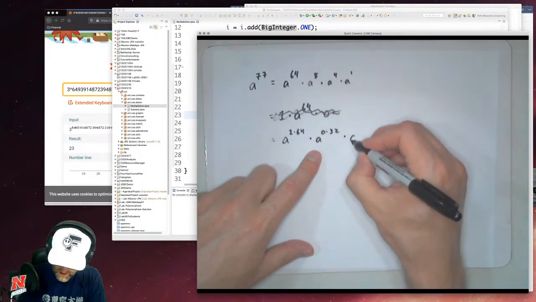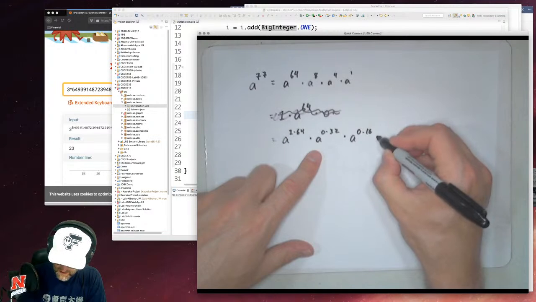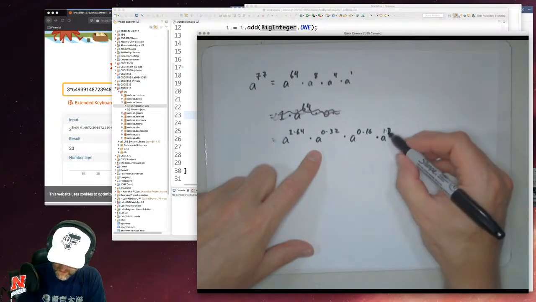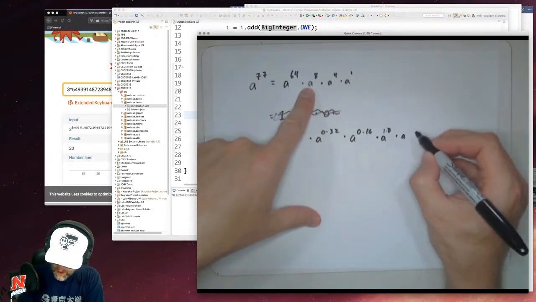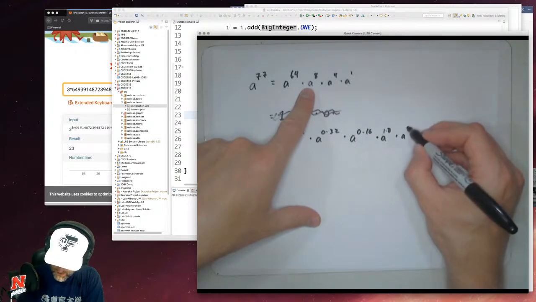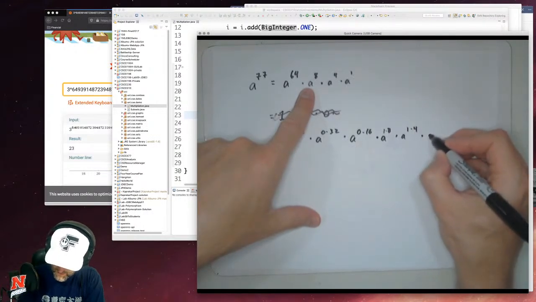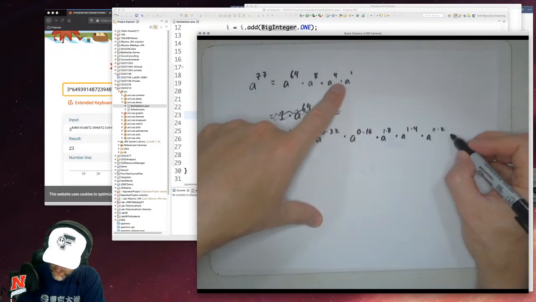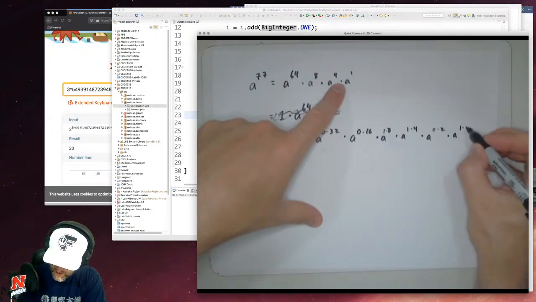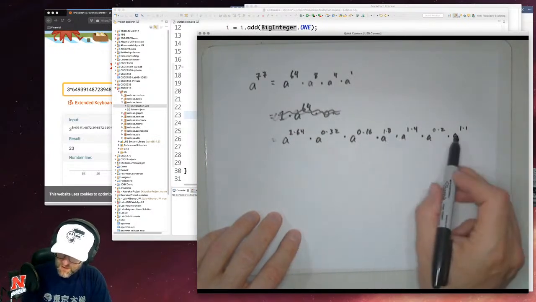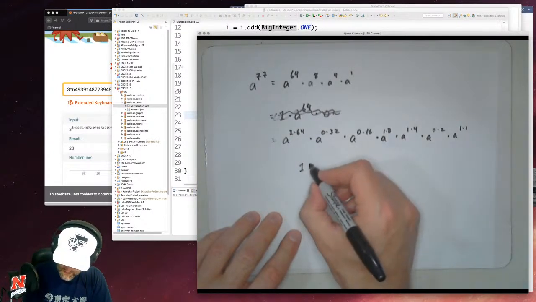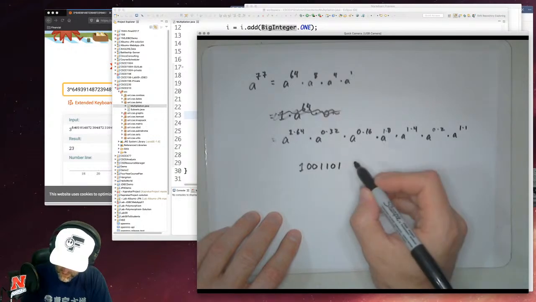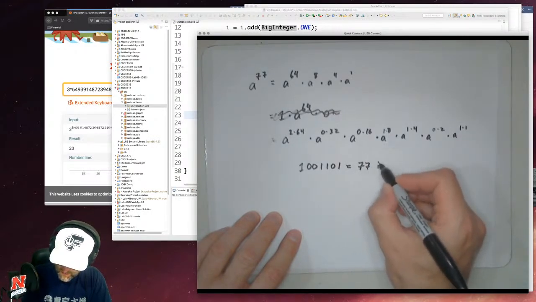So a to the 0 times 16, times a to the 1 times 8, because I do need it, times a to the 1 times 4, times a to the 0 times 2, that's the power of 2 between these two, times a to the 1 times 1. Now look at these coefficients in the exponents here. 1, 0, 0, 1, 1, 0, 1. Guess what? That's 77 in binary.